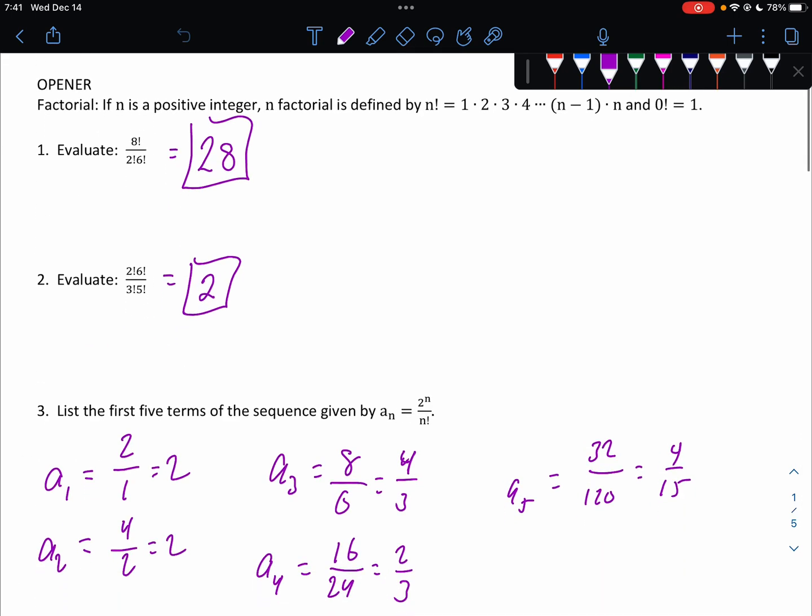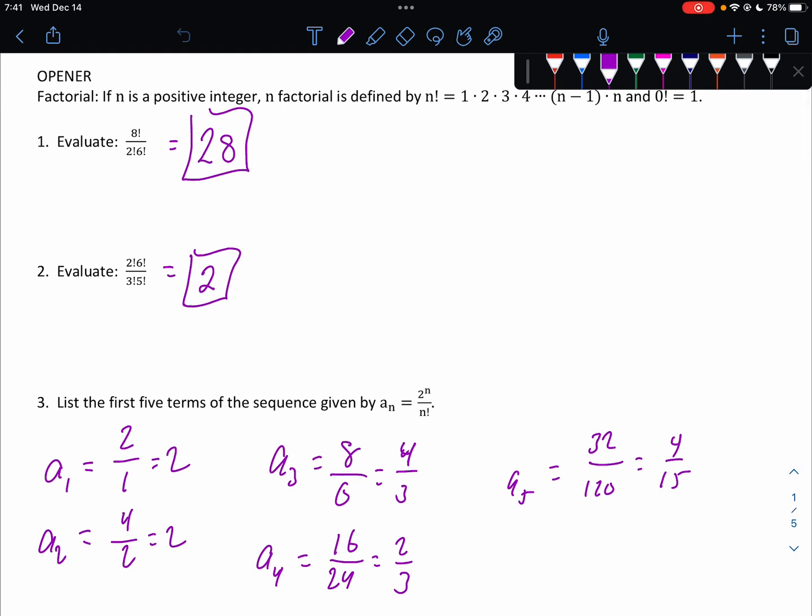Here are the answers to the opening 3 problems. Hopefully you got those right. Now let's move on to the sum of arithmetic sequences.